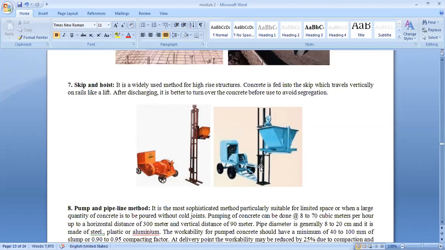This one is a widely adopted method for transporting concrete vertically up for multi-story building constructions.